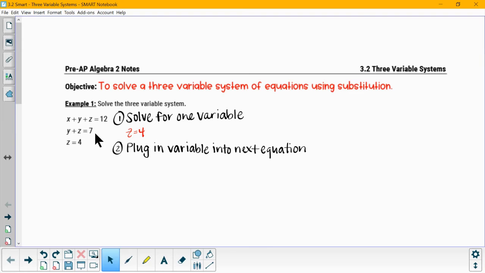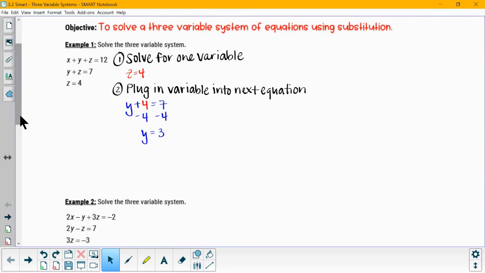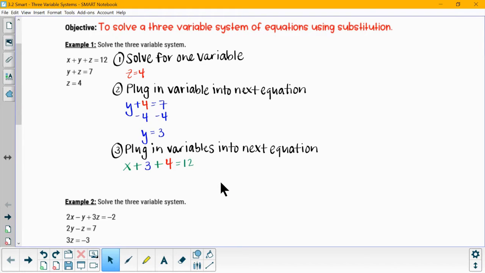So I have y plus z equals 7. I'm going to plug in my z value of 4, and then I'm going to solve for y by subtracting 4 from both sides and getting y equals 3. Now I'm going to do the same thing, plug in variables into the next equation, and I'm going to get x plus 3 plus 4 equals 12. The 3 is the y value, the 4 is the z value. And when I solve this, I get x equals 5.